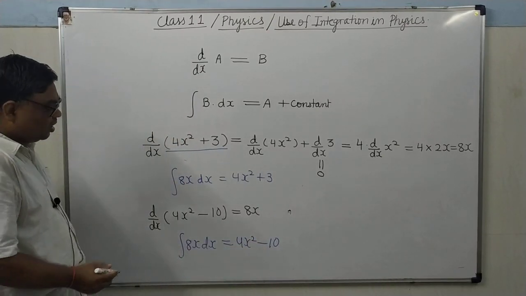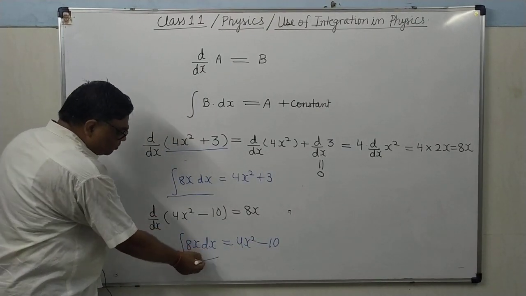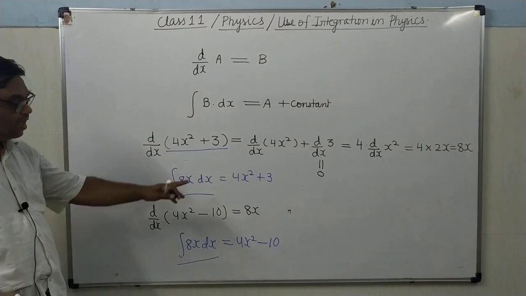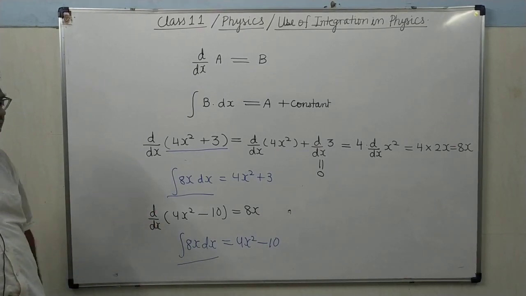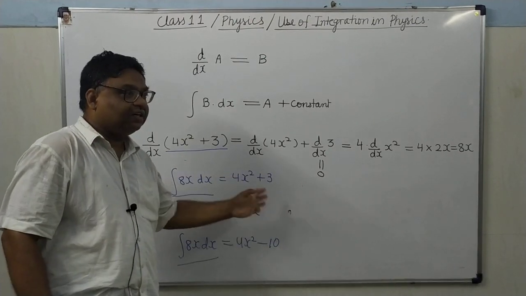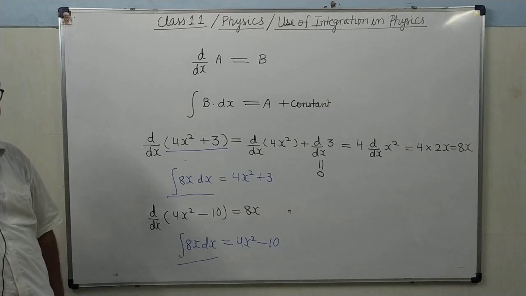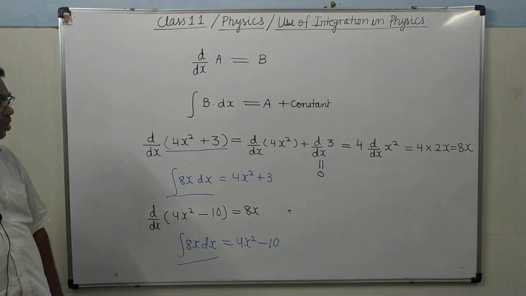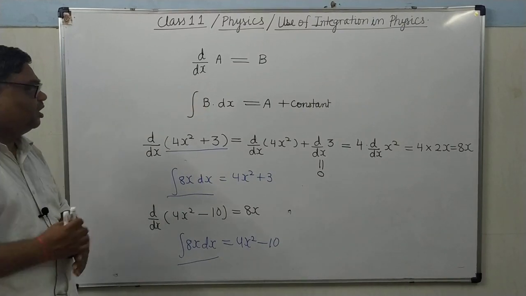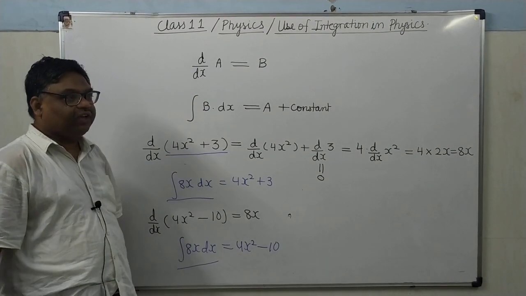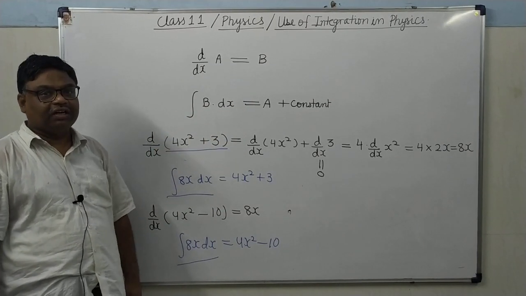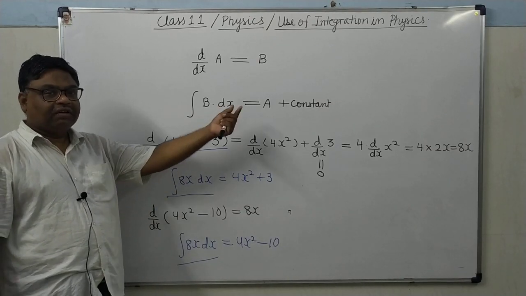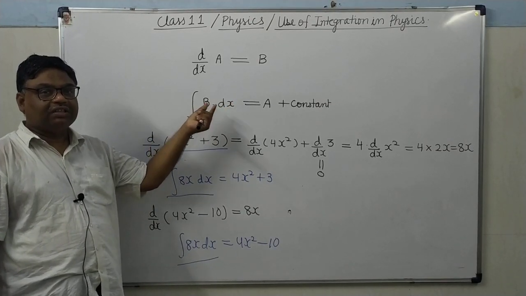Now see here. In both, one side is the same, but the other sides are different. In one it is 4x square plus 3, in the other it is 4x square minus 10. Means the value of this constant is not the same. It's clear. So we write it in this way: if d by dx of A equals B, then integral B dx will be equal to A plus constant. Constant can be determined by applying some given conditions.